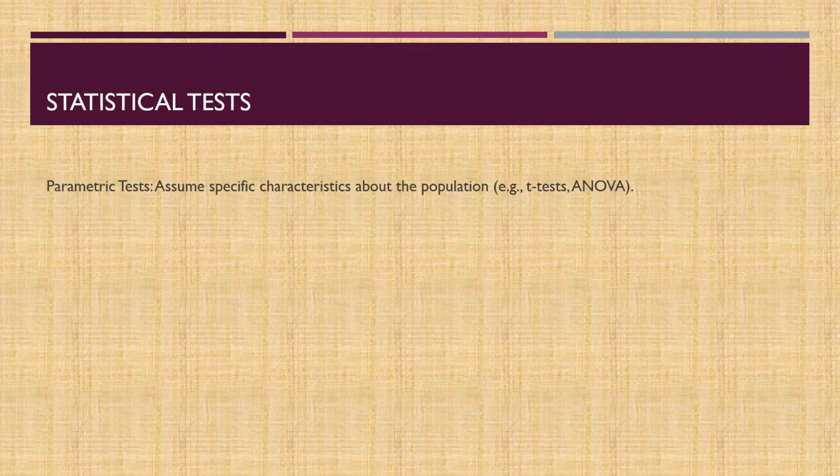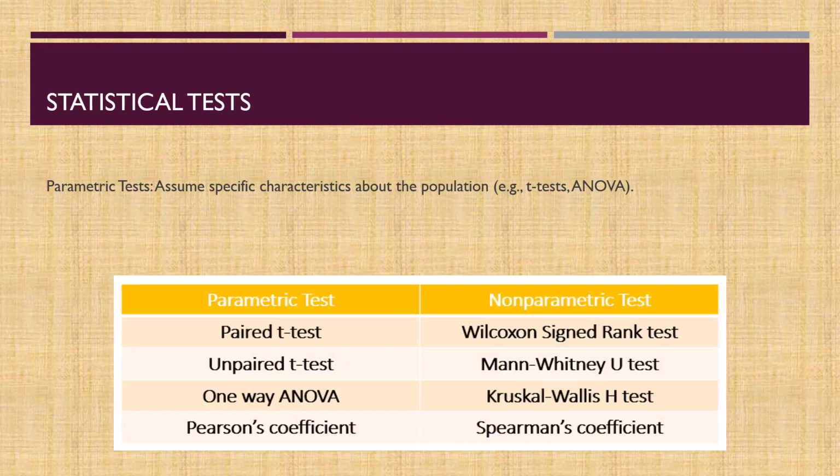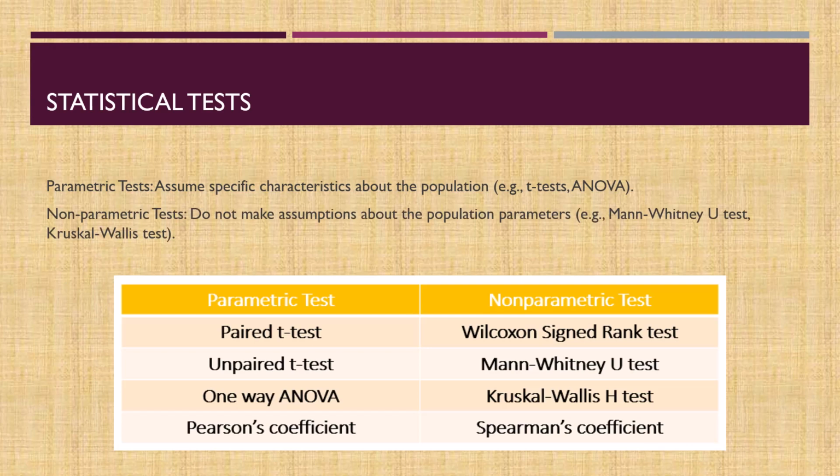There are statistical tests in inferential statistics, and these include parametric tests, which assume specific characteristics about the population. For example, the assumptions that have to be made and satisfied if you want to use such tests. For example, a paired t-test, unpaired t-test, one-way ANOVA, Pearson coefficient. Then we have non-parametric tests, which do not make assumptions about the population parameter. For example, Mann-Whitney test, Kruskal-Wallis test, Spearman coefficient, and more.